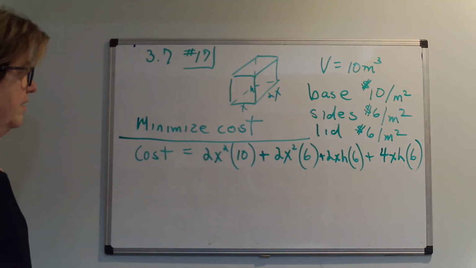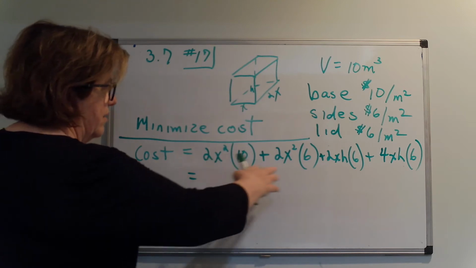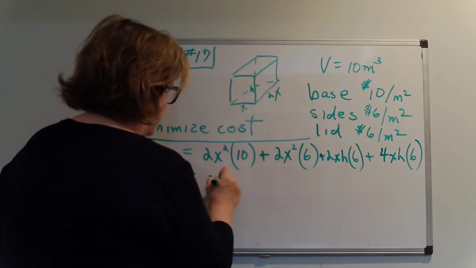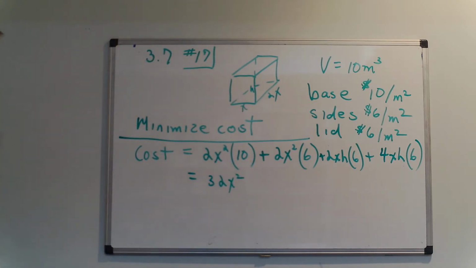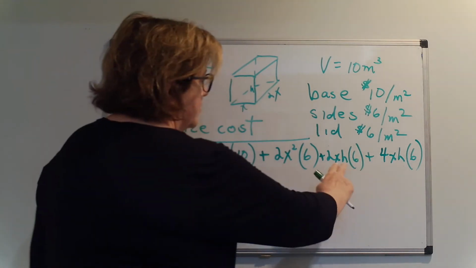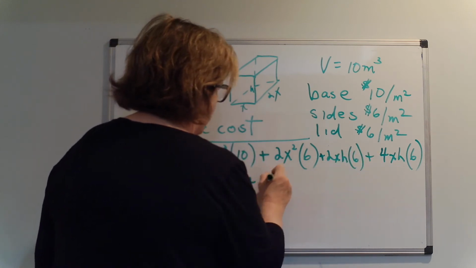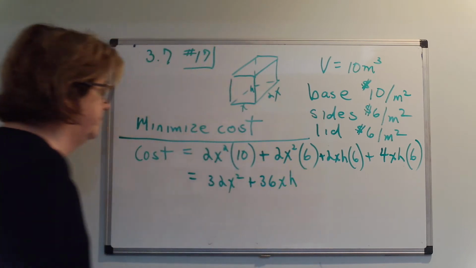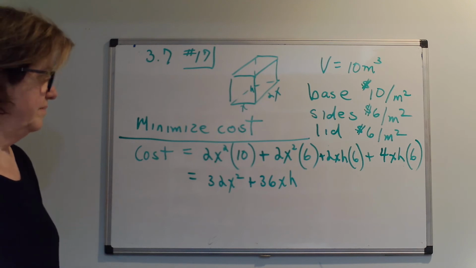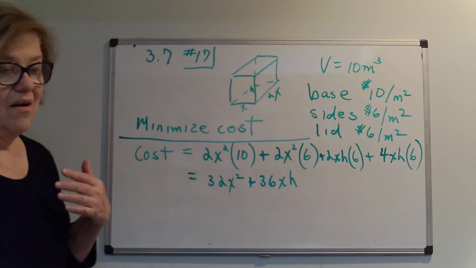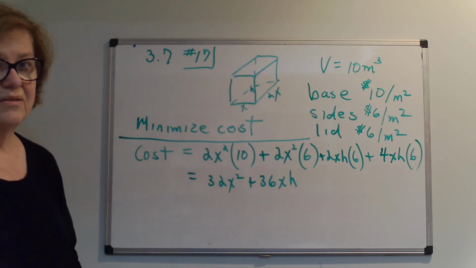Now let's multiply things out. This is 20x squared, this is 12x squared, so this is going to be 32x squared. Then this part is going to be 12xh plus 24xh, which is 36xh. This is typical in these problems. Our issue is we have cost as a function of two different variables, x and h.